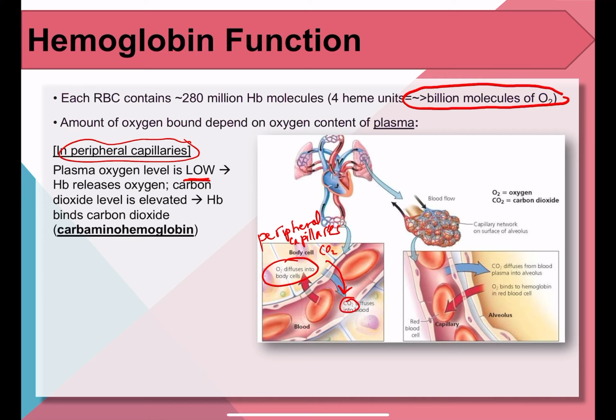Hemoglobin that is bound to carbon dioxide is referred to as carbaminohemoglobin. So you have oxyhemoglobin and carbaminohemoglobin. You tend to have more carbaminohemoglobin coming out of peripheral capillaries.